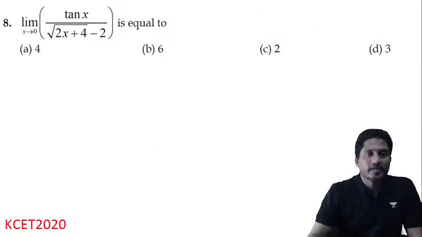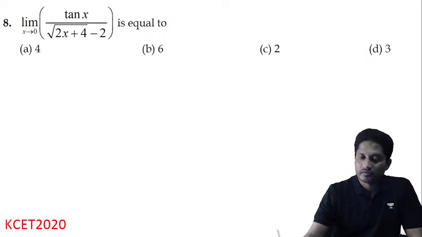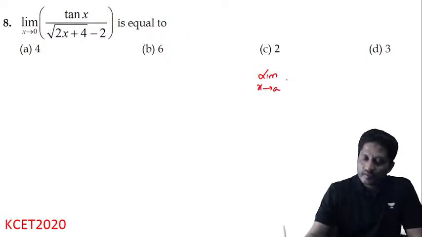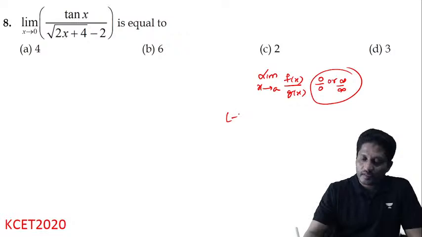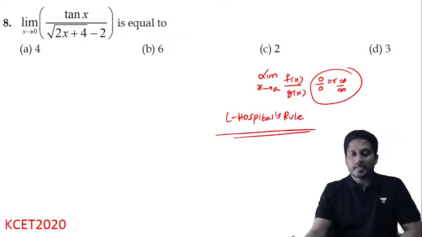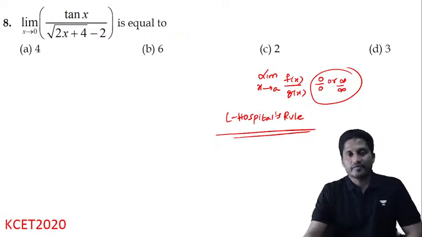Limit x tends to 0, tan x divided by root of 2x plus 4 minus 2. Okay, now listen. Whenever you have, suppose like this, limit x is tending to a, f of x divided by g of x, and if this is of the form 0 by 0 or infinity by infinity, differentiate the numerator and denominator separately. That is called L'Hopital's rule. Don't read this as L'Hospital's rule. It should be read as L'Hopital's rule. Differentiate the numerator and denominator separately if it is 0 by 0 or infinity by infinity form.